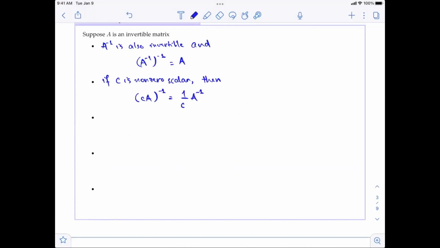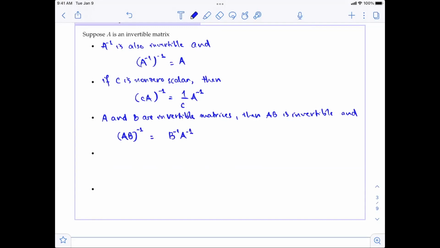So if A and B are invertible matrices, then A times B is invertible. And the property is that the inverse of A times B is going to be B inverse times A inverse.